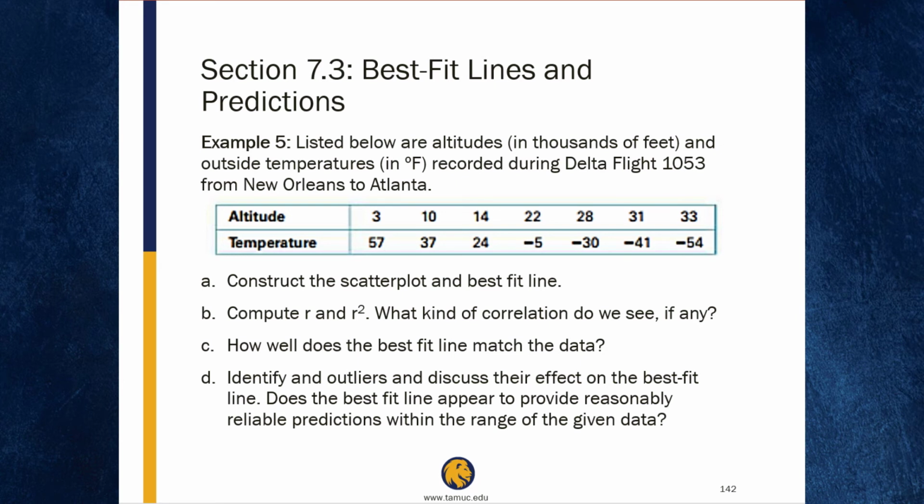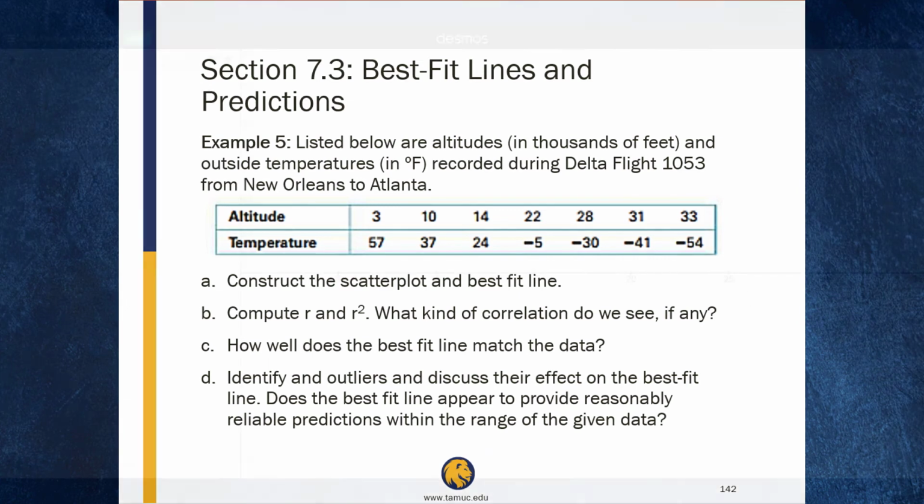We're going to calculate the correlation coefficient R and R squared. And that'll tell us if there's any correlation, if it's strong or weak. We'll be able to see how well the best fit line matches the data, and we can also look to see if there are any outliers and if they affect the best fit line and so forth from there. And finally, whether or not the best fit line could be used to reasonably predict within the range of the given data.